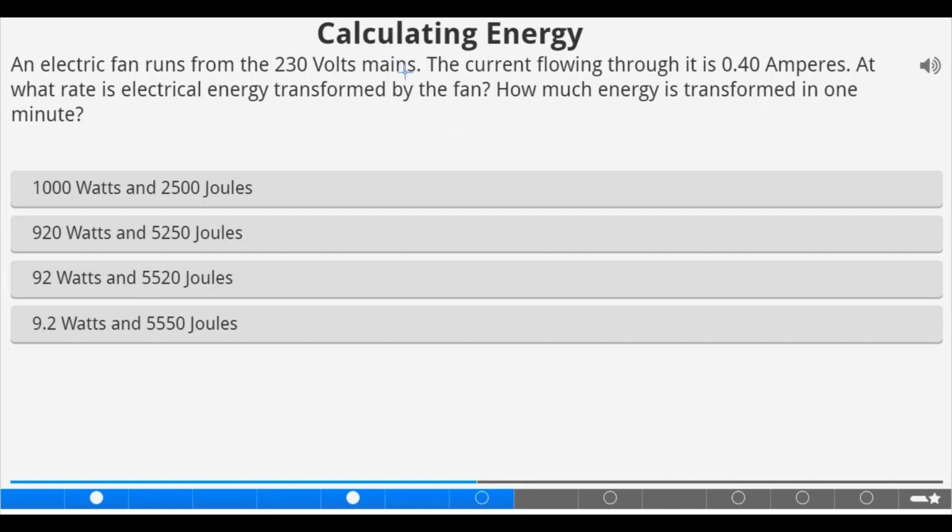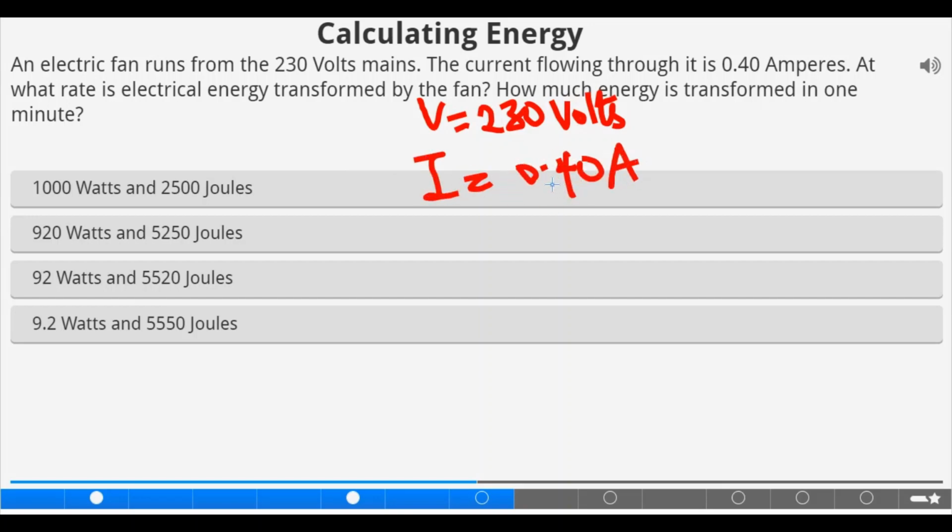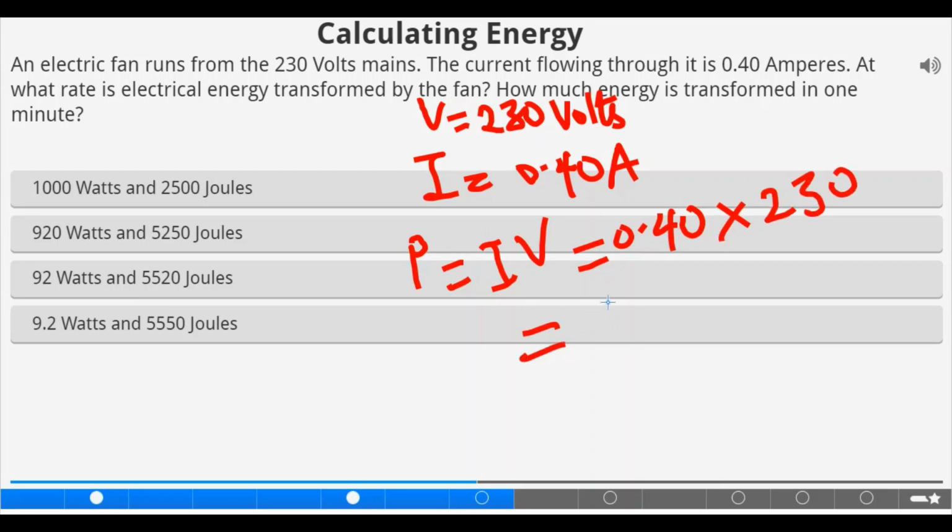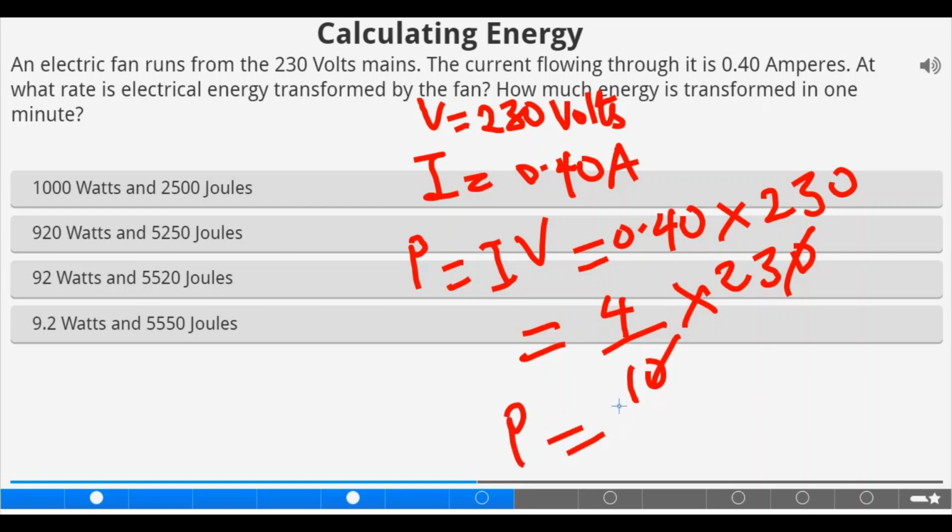Then let's start. V is 230 volts. I is 0.40 ampere. Now, at what rate is electrical energy transformed? That's P, that's IV, and that is 0.40 times 230. That's 4/10 times 230. This will cancel this. Power now is 23 times 4. That is 92 watts, because power is measured in watts.